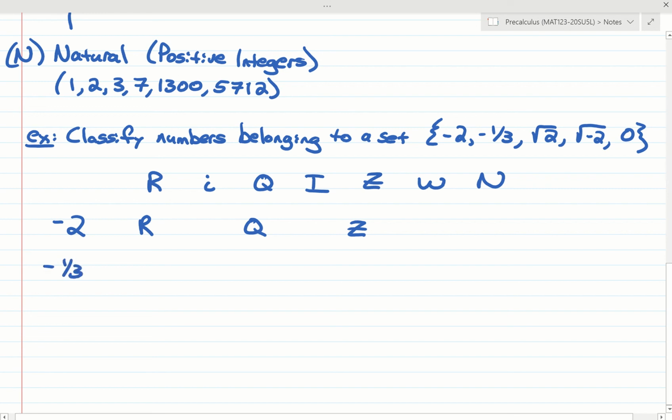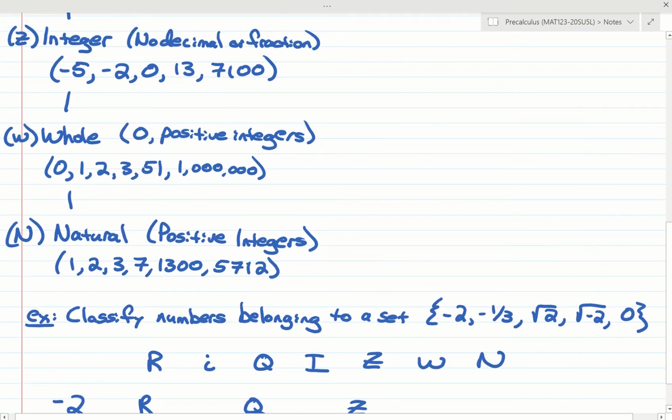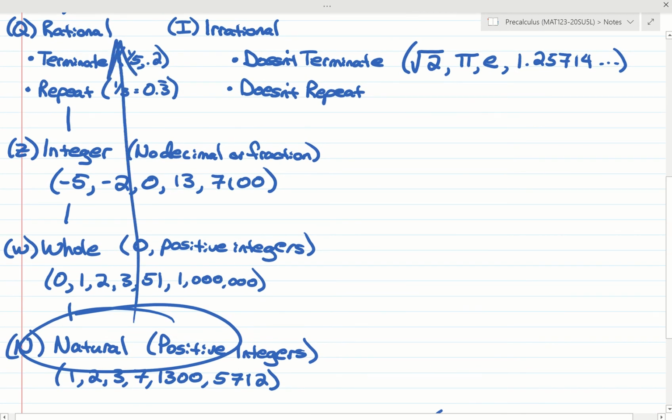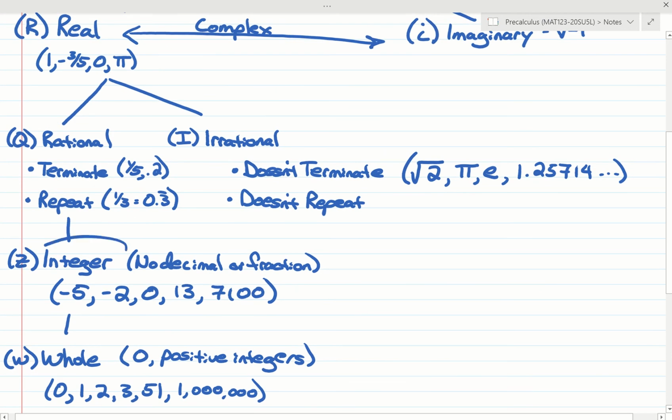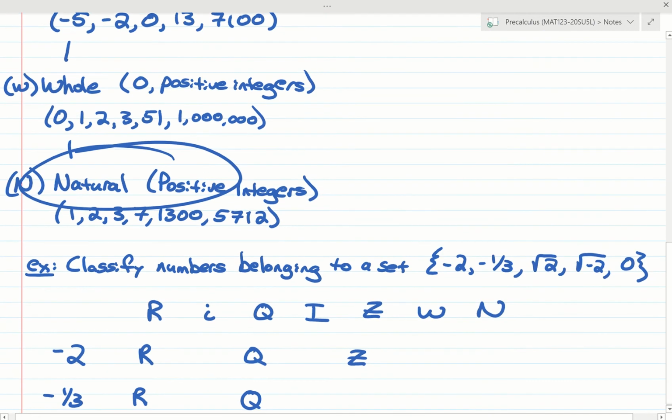-1/3 is a real number. It is rational because it repeats, and it's not an integer and therefore not a whole or a natural because it is a fraction. One thing is, if something is automatically a natural number, it's also everything above it. So that's kind of how that works. So even if you have an integer, it is definitely everything above it. You could have an integer that's a whole number, but it's automatically everything above it.